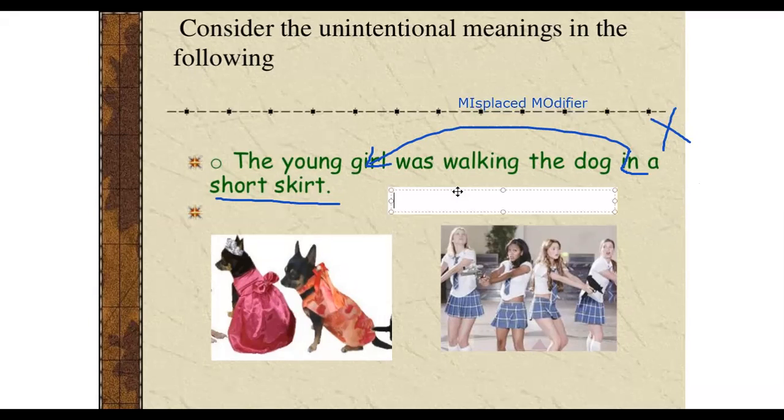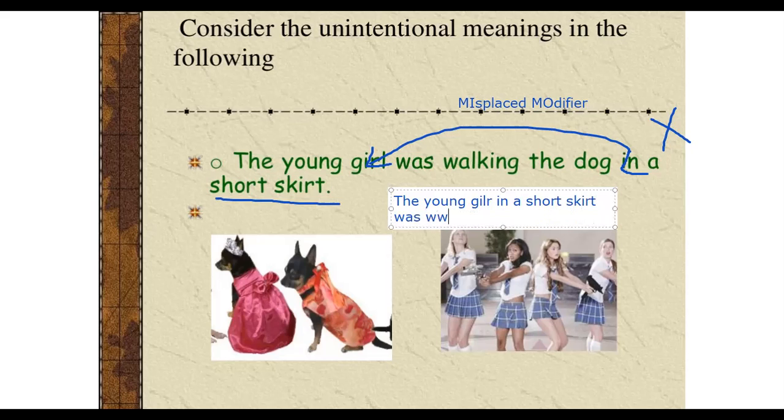So miss, how do we correct it? The writer should put the short skirt after the girl. How to make it right? He should write it in this way: the young girl in a short skirt was walking the dog. Now it makes sense, right? Yeah, now it's correct. Why?